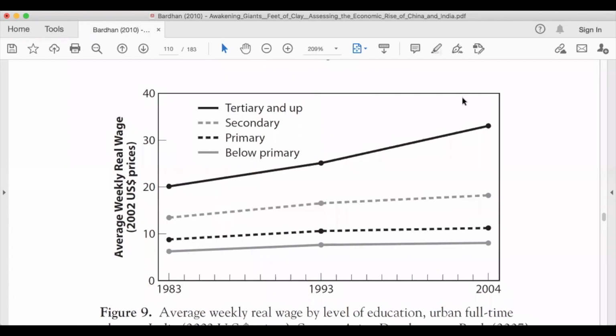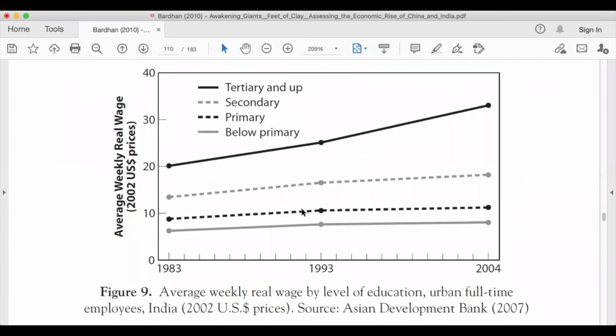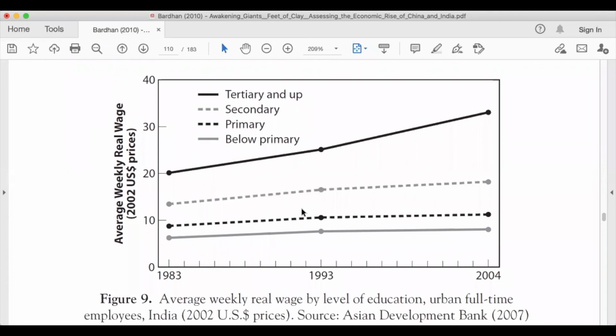The other thing that Bardhan points out is that there has been a type of unequal development. So if you look at the average weekly real wage by level of education, in other words, accounting for inflation, how have wages gone up over the past 3 decades? You see this trend for those who have college education and up, and those who only have a primary or less education, their real wage has been more or less stagnant.